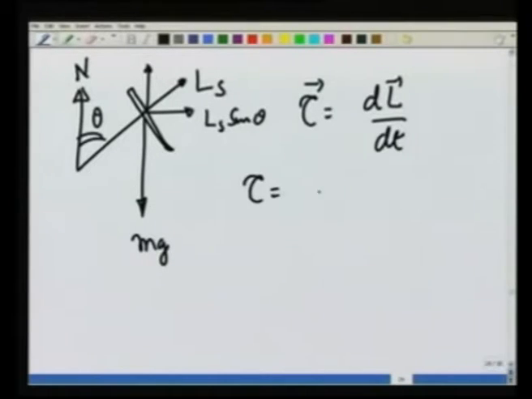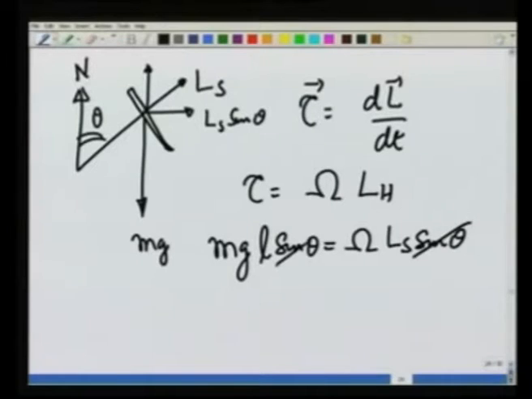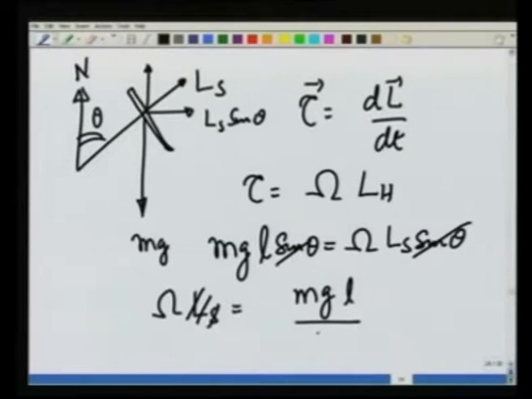So, tau magnitude is going to be equal to capital omega, which is the rate of precession, times L horizontal, and this we calculated to be mg L sin theta, and this should be equal to omega L spin sin theta. Sin theta cancels, and therefore omega equals mg L divided by L spin, and that's your answer. No matter what angle it is at, the precession frequency is the same.